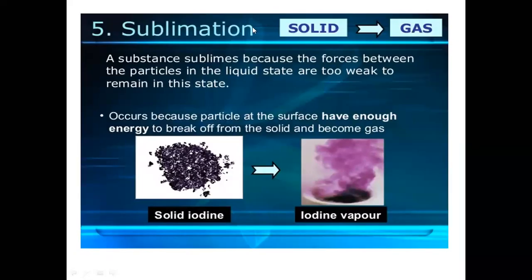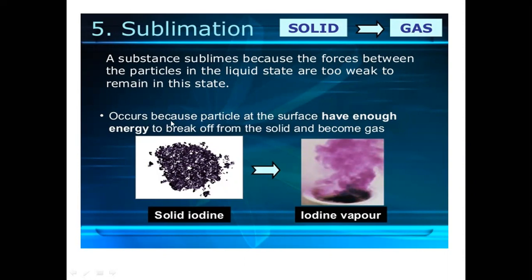Let's now consider sublimation. In this process, we directly change from a solid to a gas. We do not go through a liquid intermediate. A substance sublimes because the forces between the particles in a liquid state are too weak to remain in this state. Essentially, if we first were to melt our solid to convert it into a liquid, the particles will not stay in the liquid state for a very long time because the forces of attraction are too weak. So immediately the liquid would change into a solid. So essentially it's as if you did not see the liquid state. It essentially just moves from solid to gas.